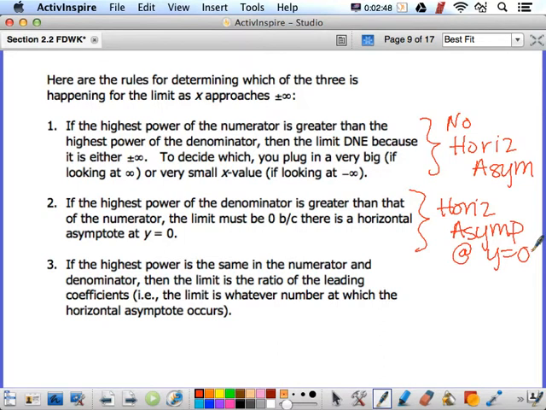But if the highest power is the same in the top and bottom, then there's a horizontal asymptote at y equals a over b, right? Which is the quotient of the coefficients of the highest powers. And that means that your limits at infinity will also be a over b, because that's what the function's y values are doing as the x's get really big or really small.